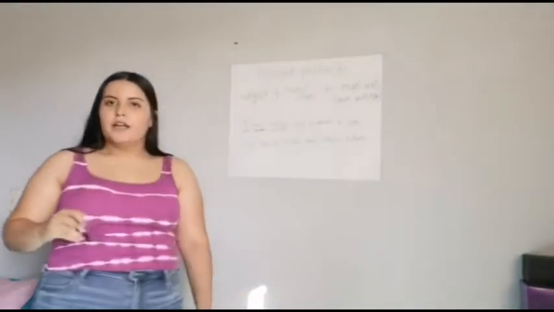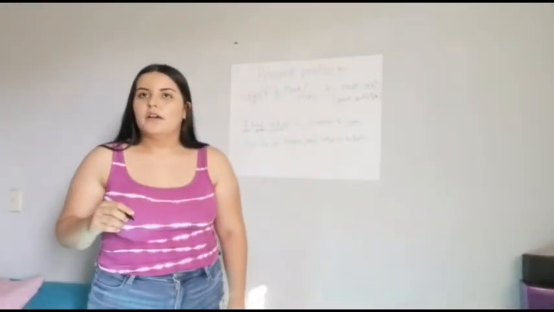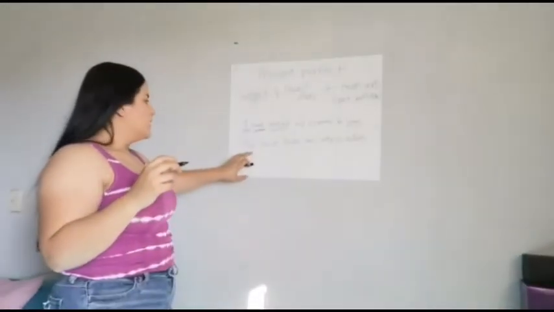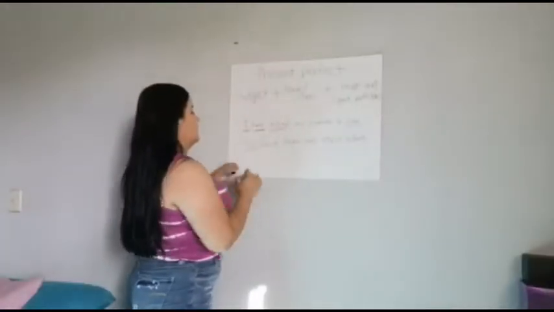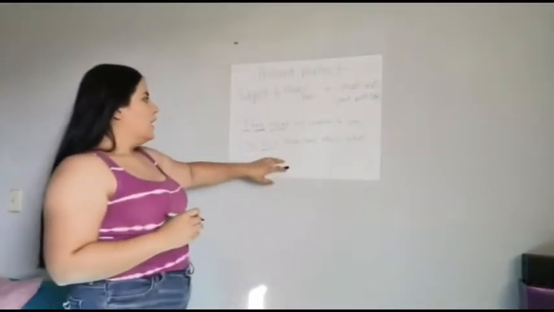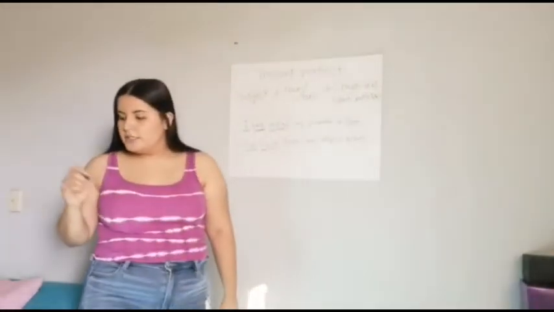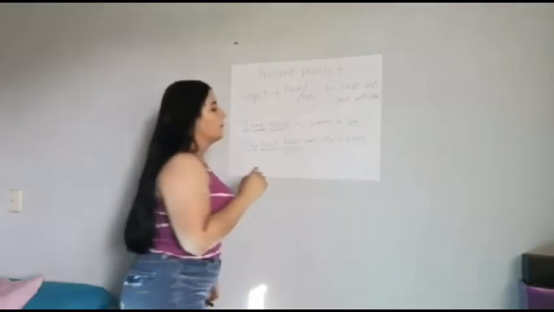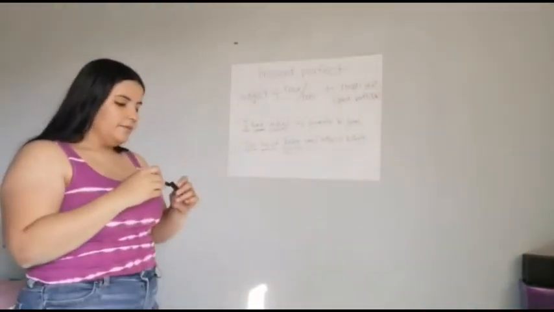Okay, here. Daniel, can you help me please? What is the subject of this sentence? You, okay. Plus have or has, very good. And the main verb. What is the main verb? Been, okay. In past participle, very good.